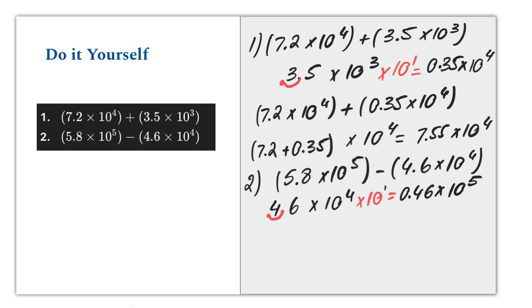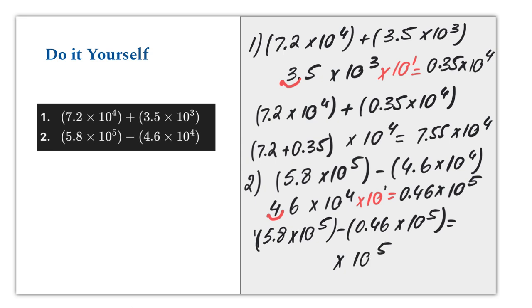Now rewrite the equation. 5.8 times 10 to the 5th power minus 0.46 times 10 to the 5th power. Here we're going to subtract. Let's go ahead and do that. Final answer is 5.34 times 10 to the 5th power. Those are two answers here.